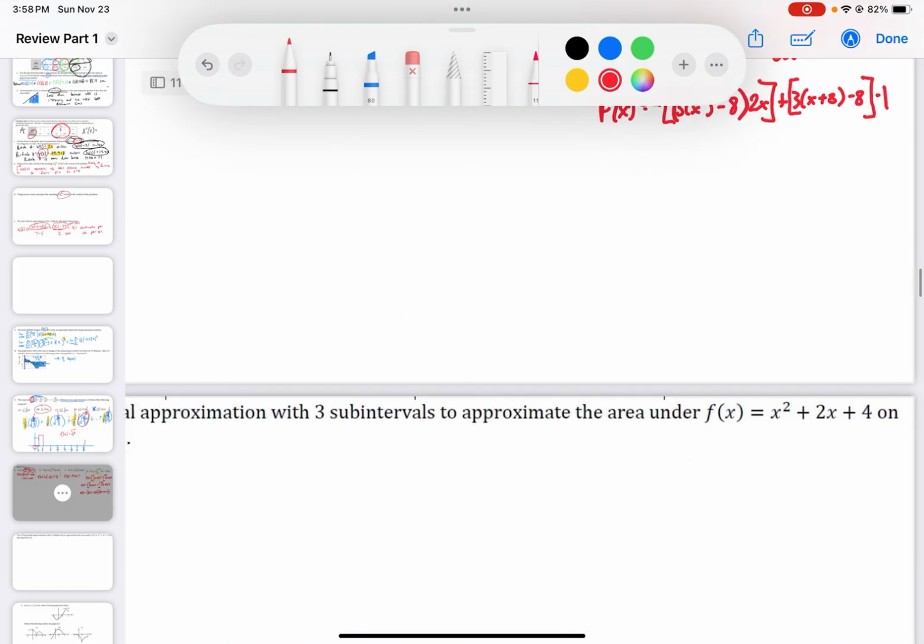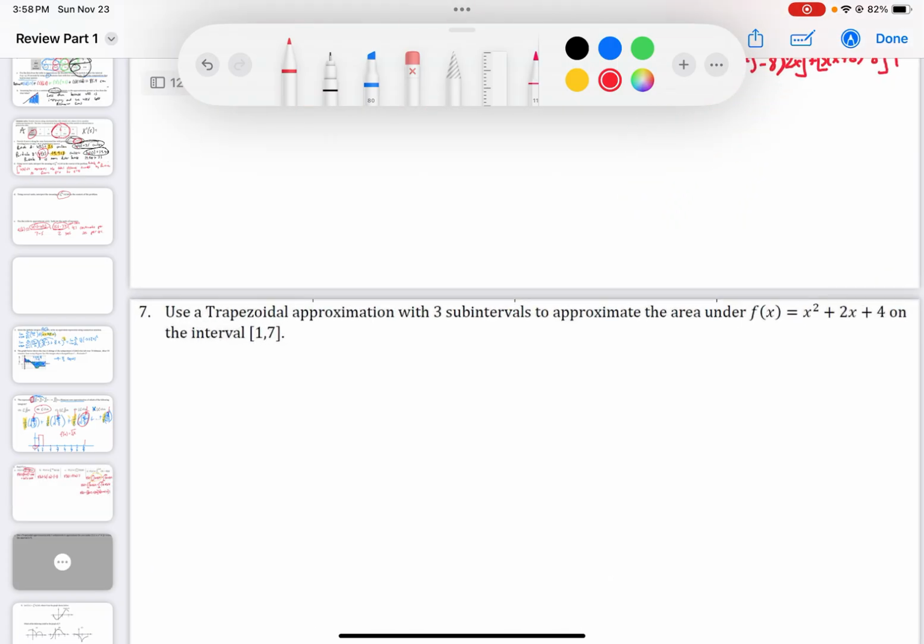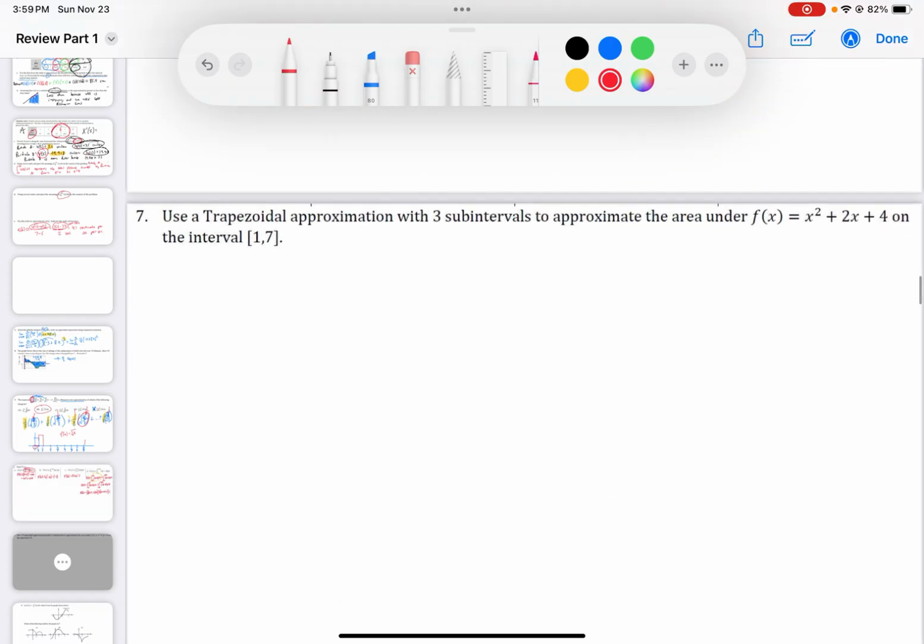All right, let's keep it going. Okay, number 7, it says use trapezoidal approximation with 3 subintervals to approximate the area under the curve. The curve is x squared plus 2x plus 4 on the interval 1 to 7. So usually when we're given these trapezoidal sums, Riemann sums, we're given a table. But if we're not given a table, we're going to make a table.